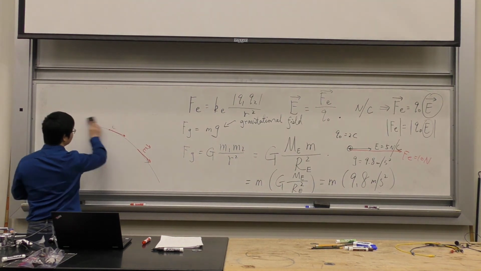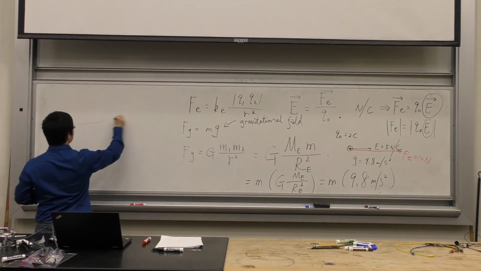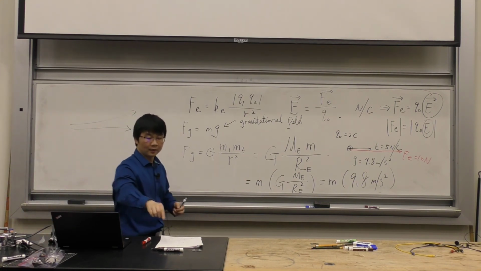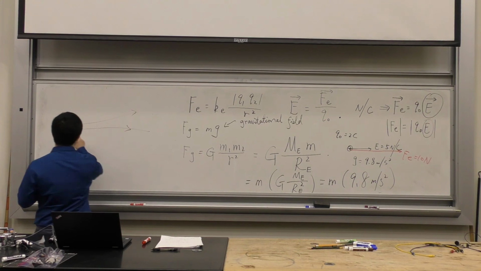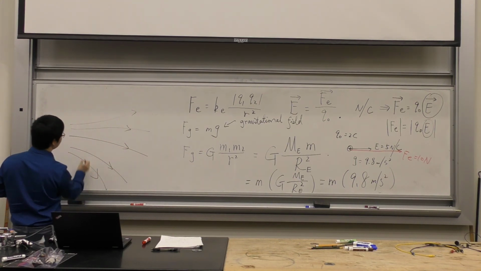So take a look at the image on this slide. If I have these lines going this way, and in a region there's some electric field, then I use these lines to represent the electric field.